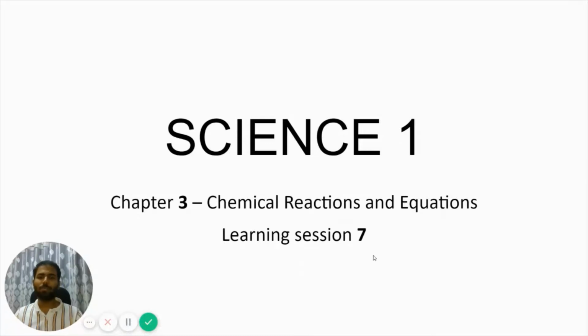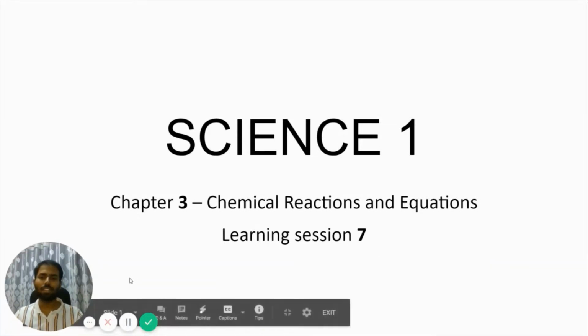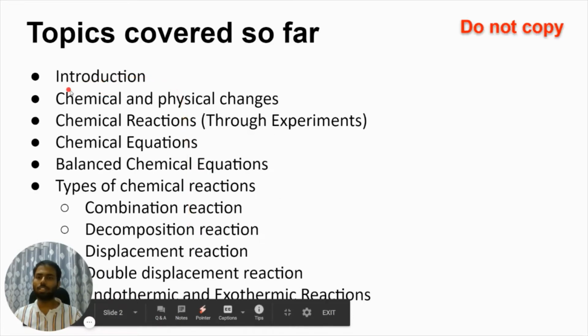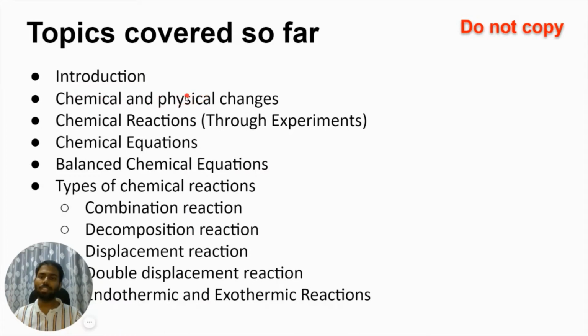Hello and welcome to learning session number 7 of chapter number 3 of Science 1, which is chemical reactions and equations. So far we had seen introduction, we had seen chemical and physical changes, we had seen chemical reactions through experiments, and we had seen chemical equations. Then we had seen how to balance chemical equations, and we had seen types of chemical reactions.